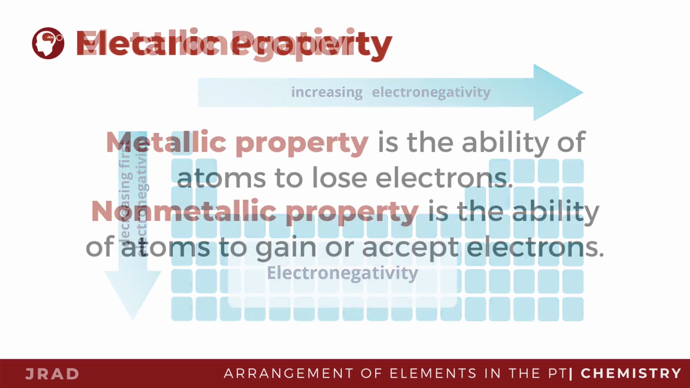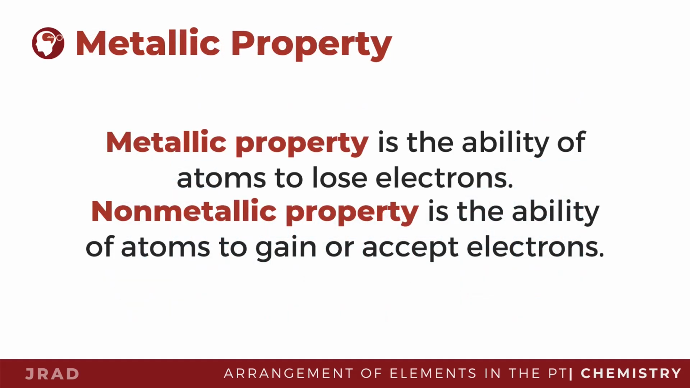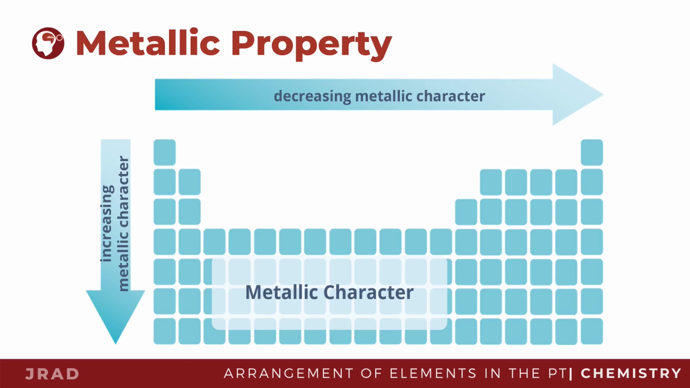Atoms are classified as metals if their outer energy levels have 3 or fewer electrons, while those with 5 electrons or more are considered non-metals. Metallic property is the ability of atoms to lose electrons, while non-metallic property is the ability of atoms to gain or accept electrons. Metallic property decreases from left to right and increases from top to bottom of the periodic table.